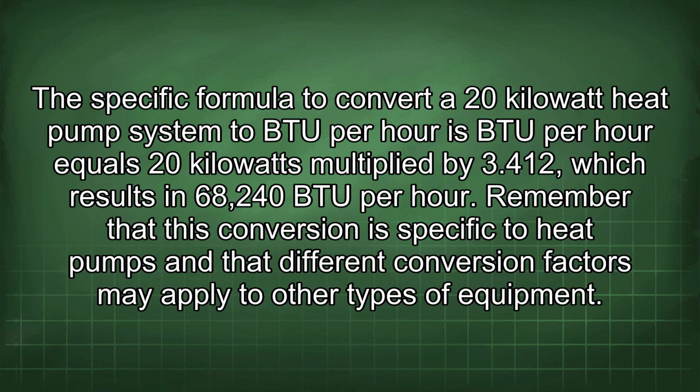The specific formula to convert the 20 kilowatt heat pump system to BTU per hour is BTU per hour equals 20 kilowatts multiplied by 3.412, which results in 68,240 BTU per hour. Remember that this conversion is specific to heat pumps and that different conversion factors may apply to other types of equipment.